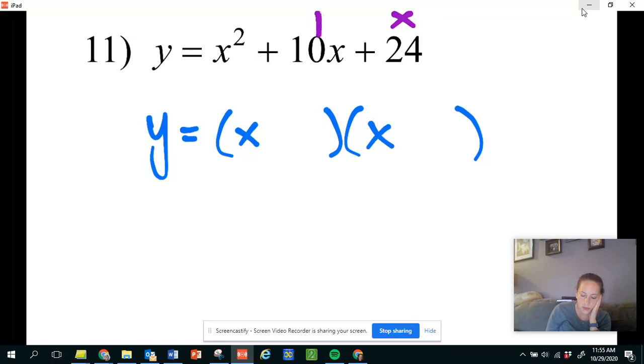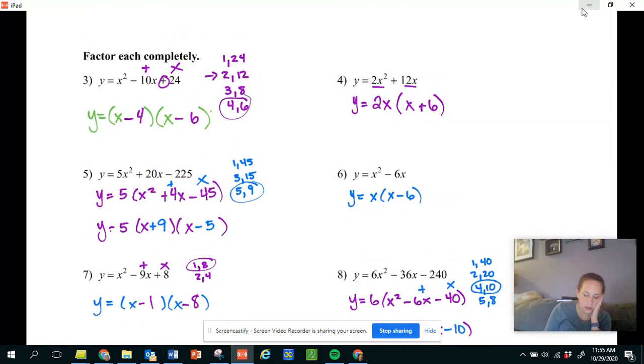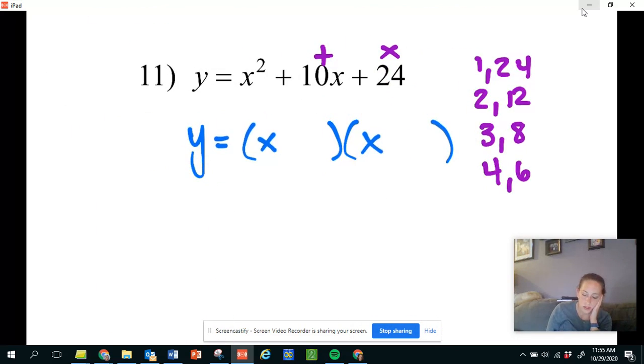Multiplies to 24, but adds to 10. Let's figure out what multiplies to 24. 1 and 24, 2 and 12, 3 and 8, 4 and 6. If you'll notice, this is just like the one up here, right? Except this time I have a positive 10. So again, I'm going to use 4 and 6. But in this case, instead of minuses, I want to put pluses because I want positive 10.